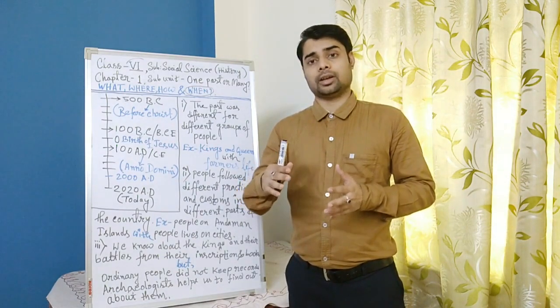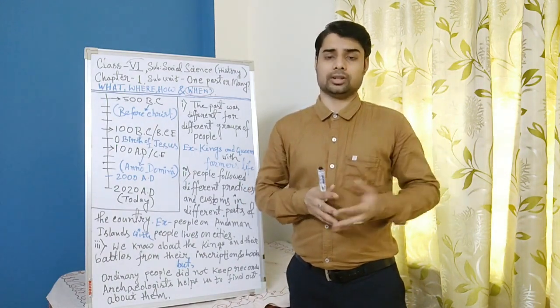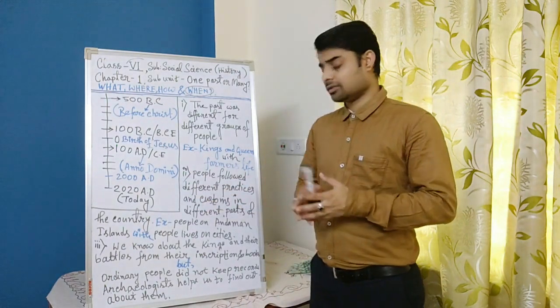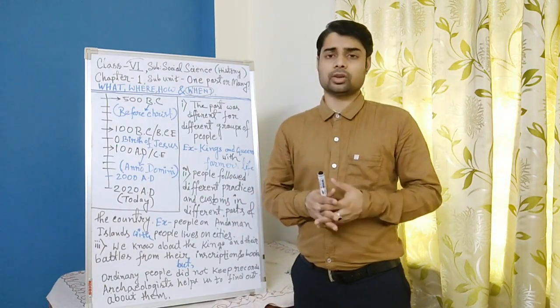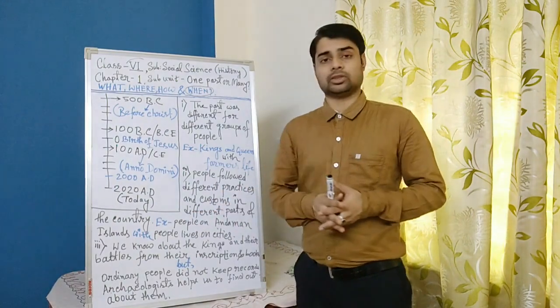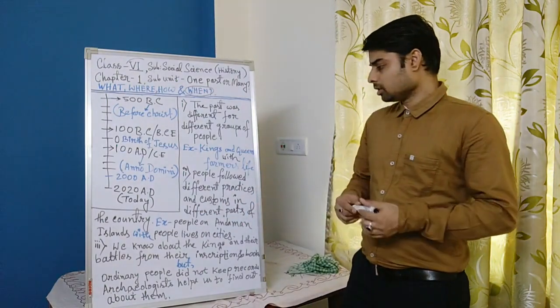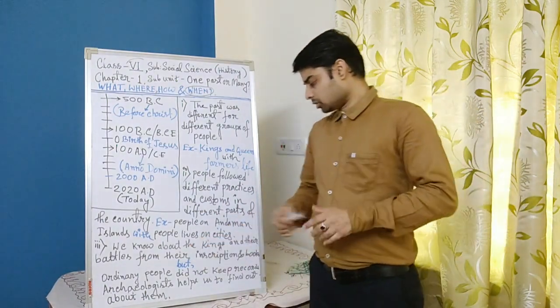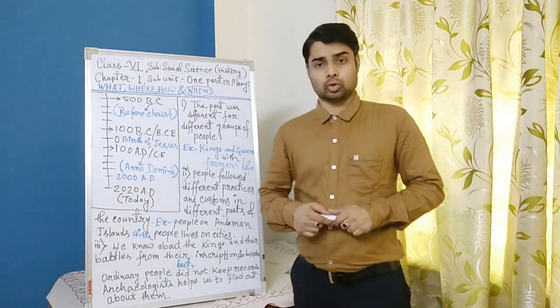They are living the same as the people living 10,000 years ago. So this is the vast difference. If we want to write the history of these peoples, then their sources and the people living in the cities will be totally different. So number 3, we know about the kings and their battles from their inscriptions and books.